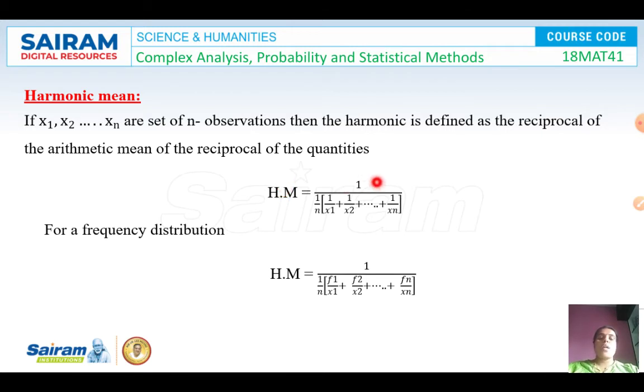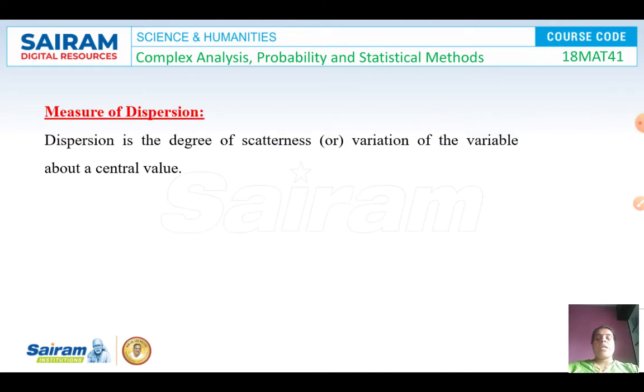So which is 1 divided by (1 by n into (1 by x1 plus 1 by x2 plus and so on 1 by xn)). Same thing for the frequency distribution. It is 1 divided by (1 by n into (f1 by x1 plus f2 by x2 plus and so on fn by xn)).